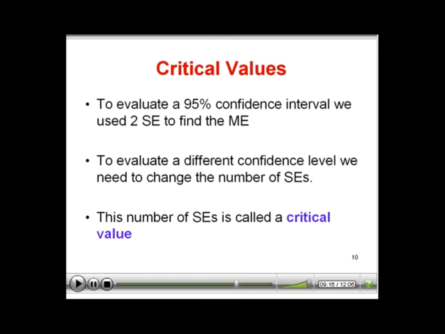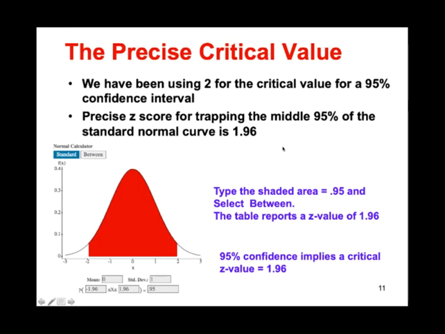We have seen that it is 2 for 95% confidence and 3 for 99.7% confidence. Well, what about 92% or 98% confidence? What would the number be? Well, its name is the critical value. So we've been using 2 as the critical value for a 95% confidence interval. And the reason we've been doing that is because of the empirical rule.